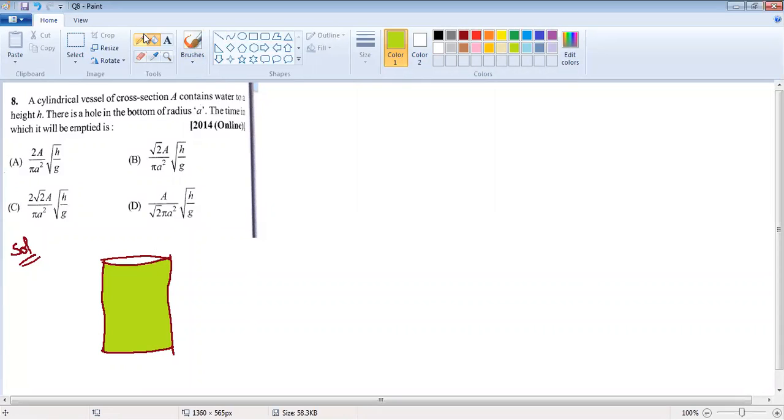Now this is a cylindrical vessel. The hole is at the bottom. This area is A. This area is small a. The standing height of the liquid column is h. The question is: what is the time taken to empty the tank?